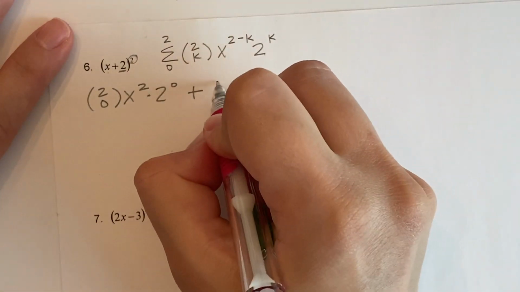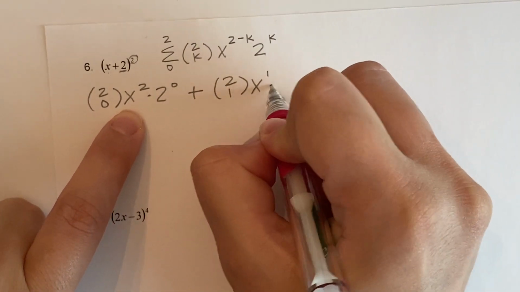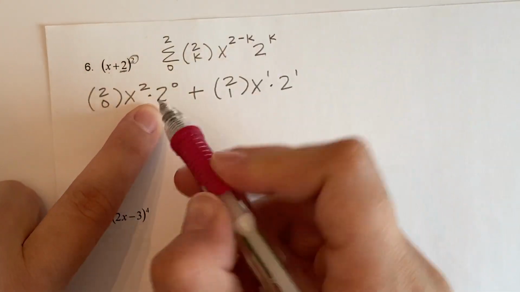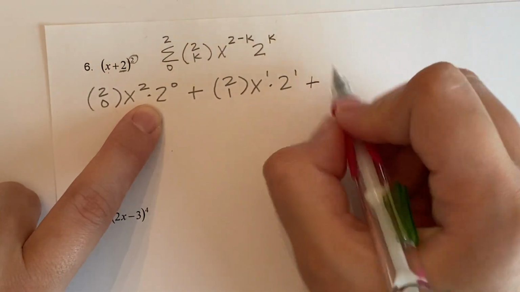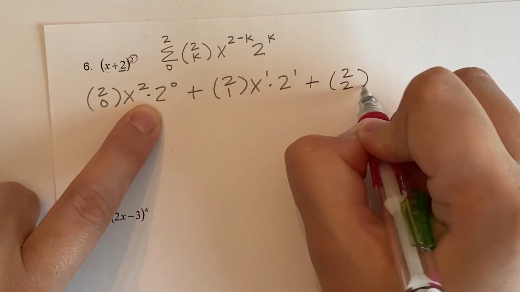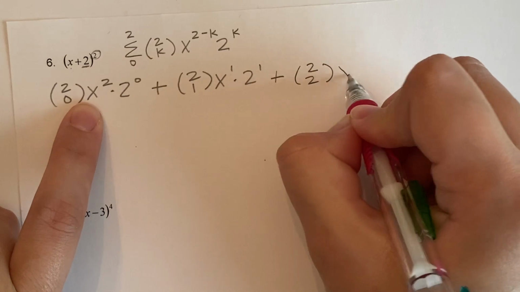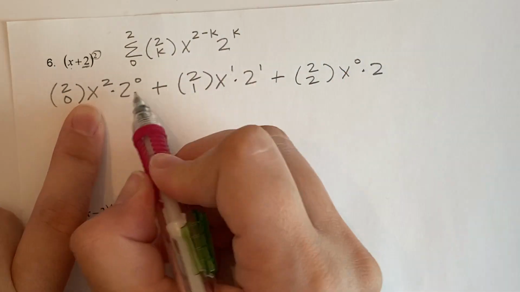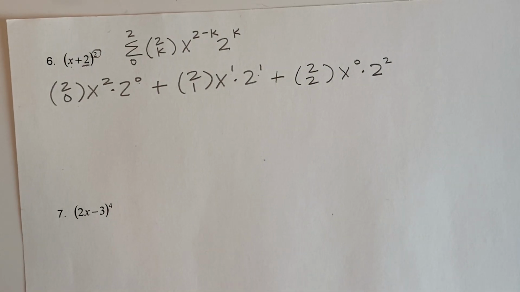Now I'm gonna go to 1. So 2, 1. The x decreases, the 2 increases. So 2 went down to 1, 0 went up to 1. And now my last one's gonna be 2, 2. So x goes 2, 1, 0, and the 2 goes 0, 1, 2. So now we just have to multiply that.